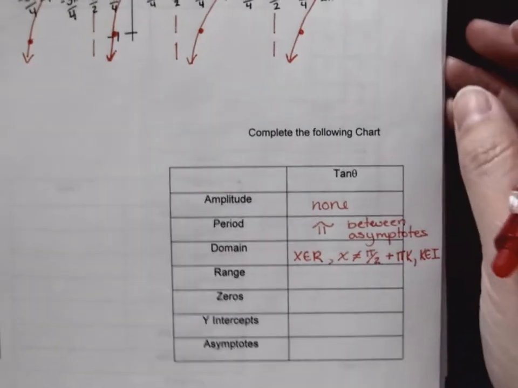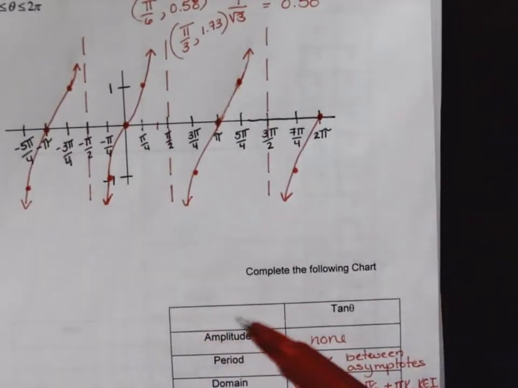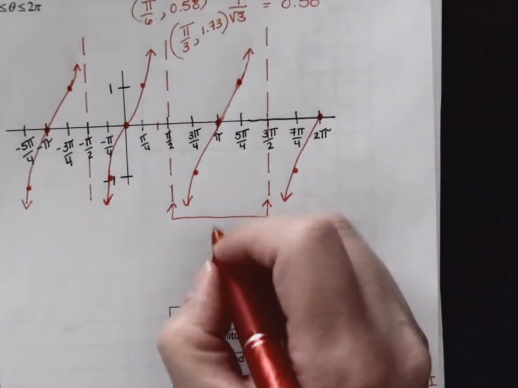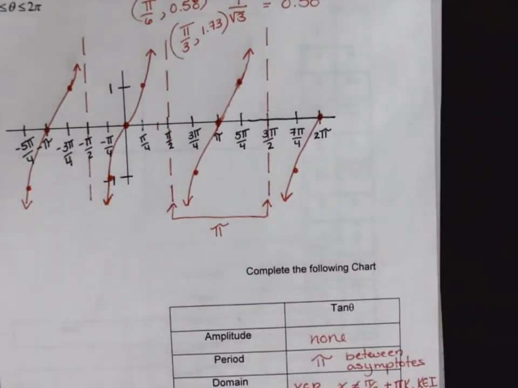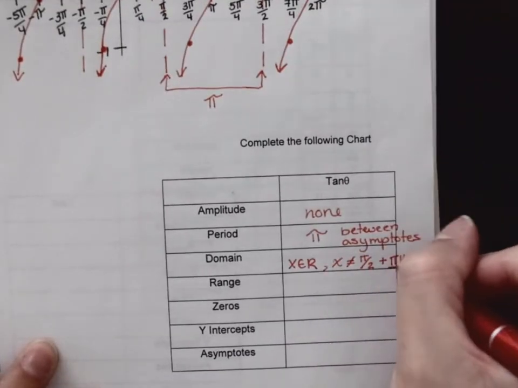Okay, so look at this, ladies and gentlemen. Let's go back up here. You guys said this was my first asymptote. What's the distance between those two asymptotes? Pi. Right? So that's why the pi is here.